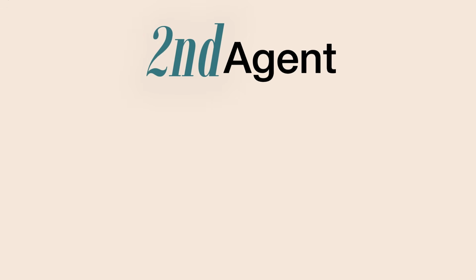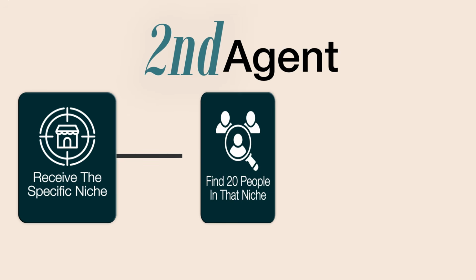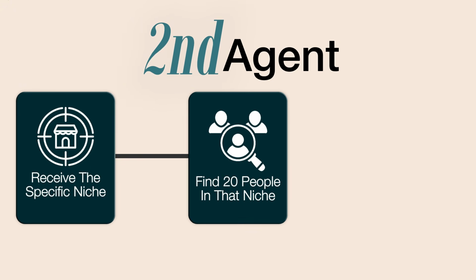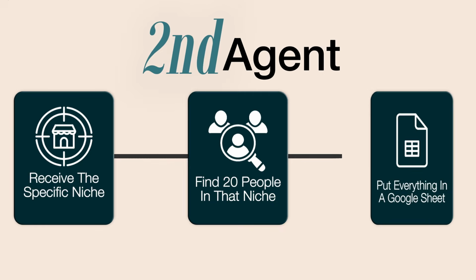And then the second agent we're going to have running is going to be an agent that receives the specific niche. It then finds 20 people in that niche, including the company names, the contact emails, and the website, and then puts them all into a Google Sheet.